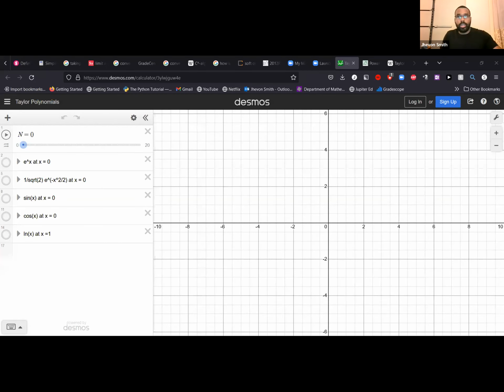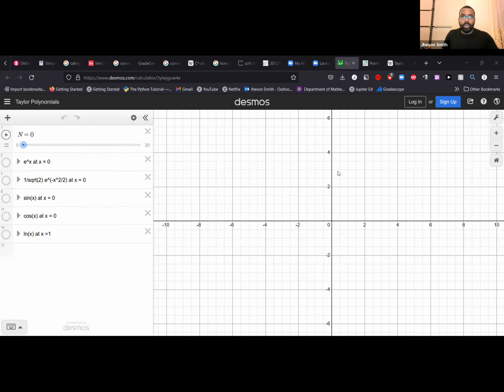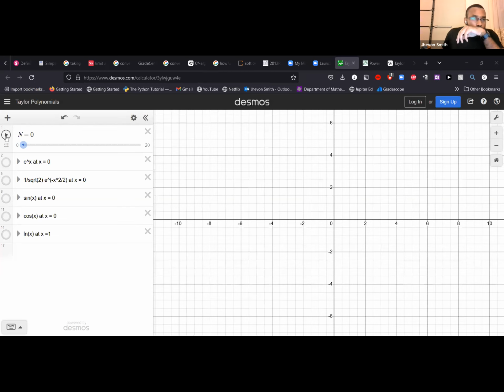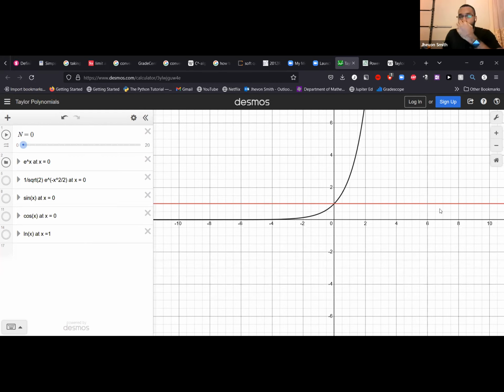So hopefully you can see that. So for example, I can click on e to the x. You can see the black here is the graph for e to the x, and the red curve is going to be the Taylor polynomial, but it has a finite number. Here it tells you the n value.